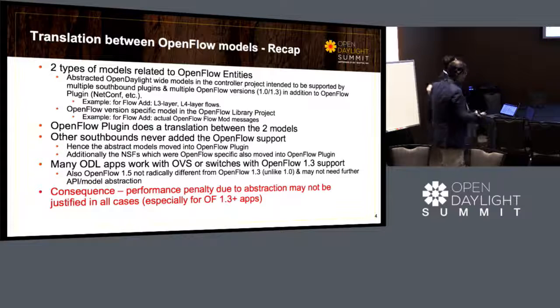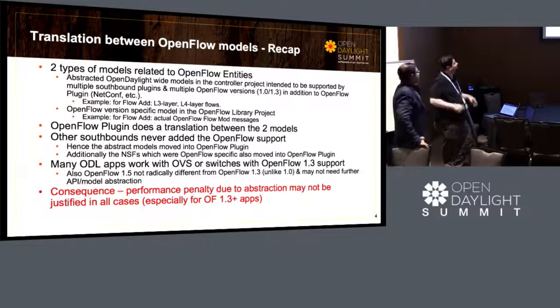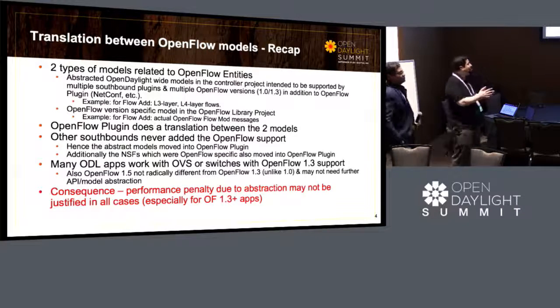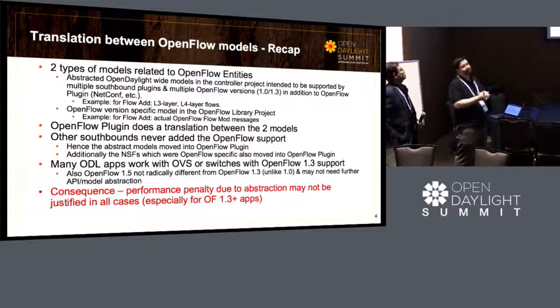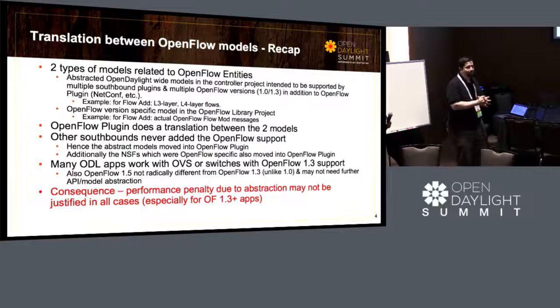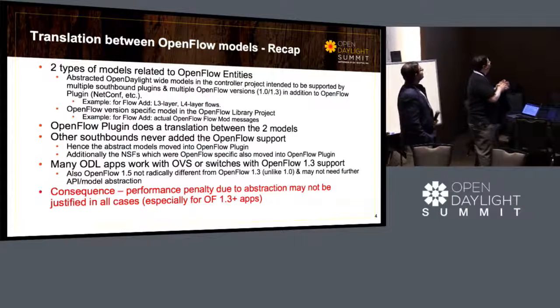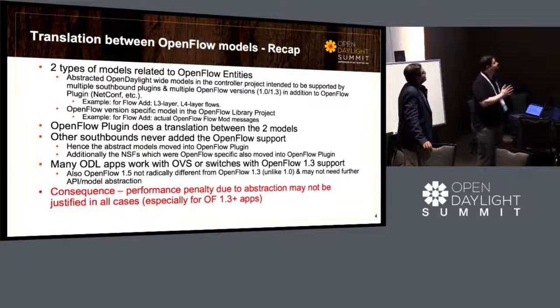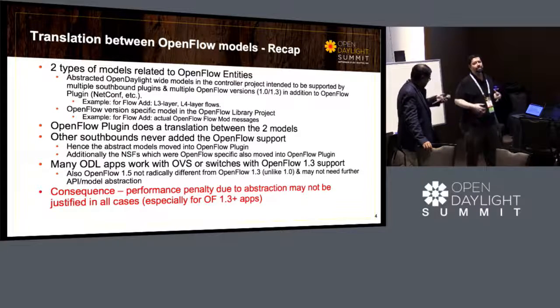One of the things that we have been having is that there are two types of models inside of OpenDaylight. One is the abstracted, system-wide, OpenDaylight-wide models, which were intended to be in the controller projects at the beginning of time. Then there were the OpenFlow version-specific models. These controller-wide models were intended to support multiple versions of the OpenFlow protocol, as well as other flow-capable protocols.